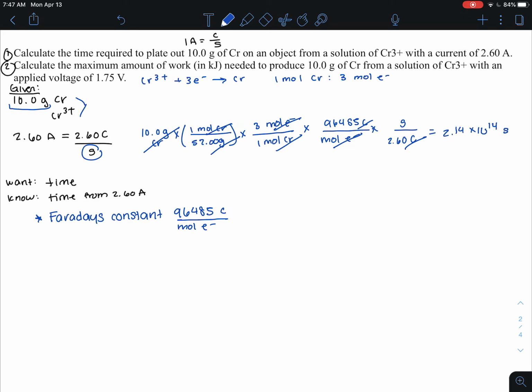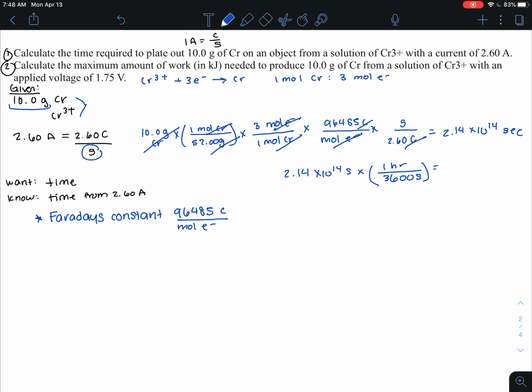end, which would equal 2.14 times 10 to the 14th seconds. Now, usually we don't want seconds. We would want minutes or hours just because this is a really large number. So if I converted this to hours, I could do 1 hour over 3600 seconds.